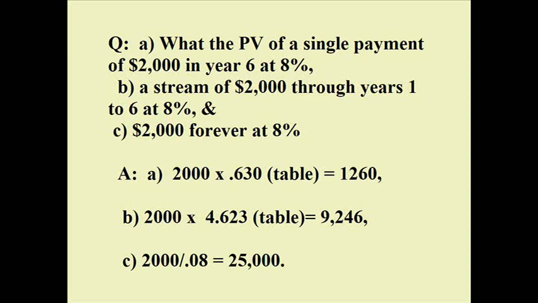If we had a stream of those payments 1 through 6, that would be the summation of all the single sums. We'd go to the table. It's always less than the number of periods. Well, that's 4.623. Multiplied, we get $9,246. And, well, what if we did it forever? We just divide by the discount rate, here 8% as a decimal 0.08, and we get $25,000.